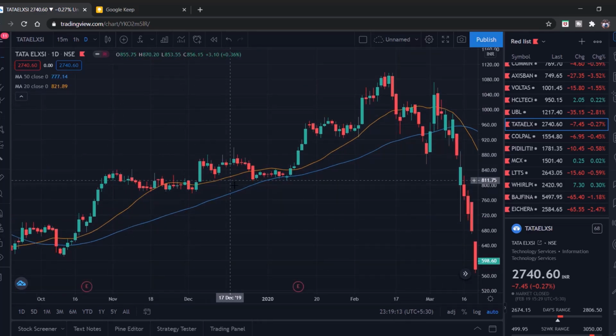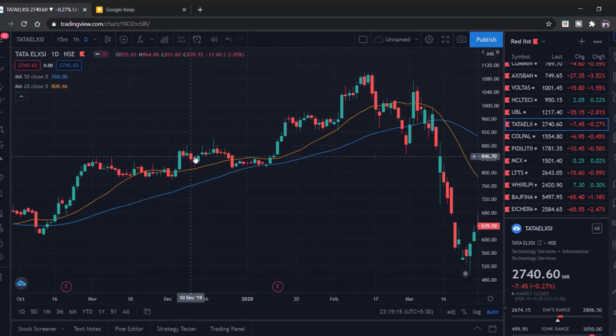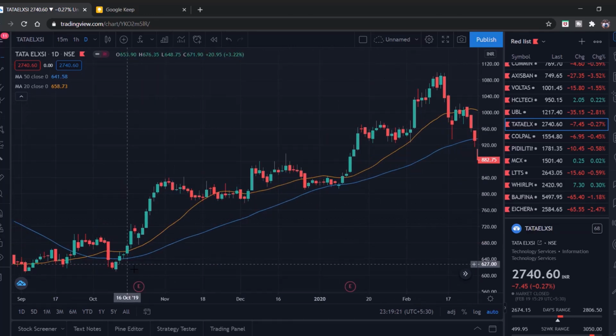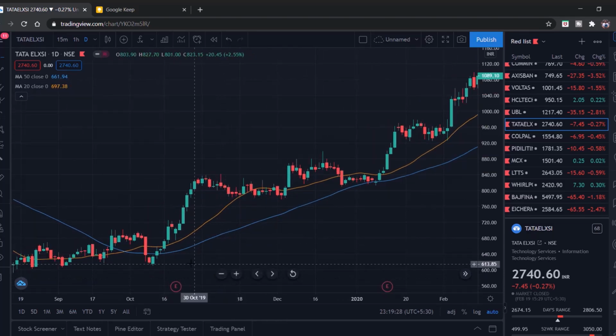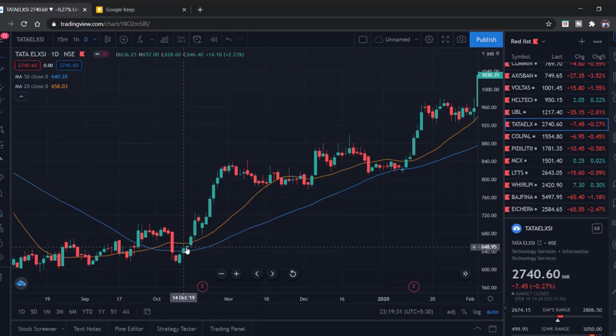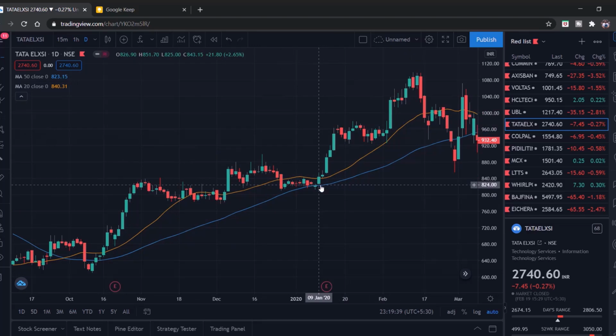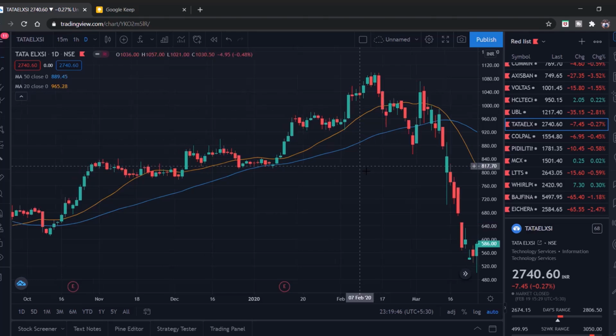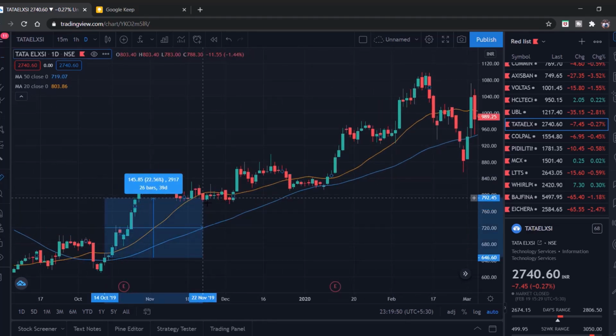But the issue with 20 days moving average is you gotta enter and exit quite often. So instead, for short-term trading, what you can do is enter when it crosses the 50 days moving average and exit when it crosses the 20 days moving average. So you enter here when it crosses the 50 days moving average and exit here when it crosses the 20 days moving average. Again, enter here and exit here. So you see, it's nice and quick. In a span of 26 days, you earn 22%.